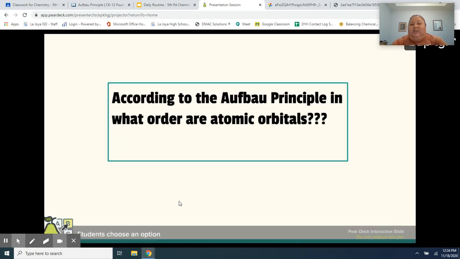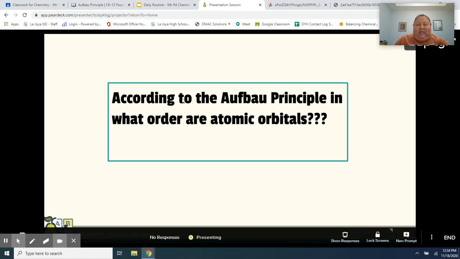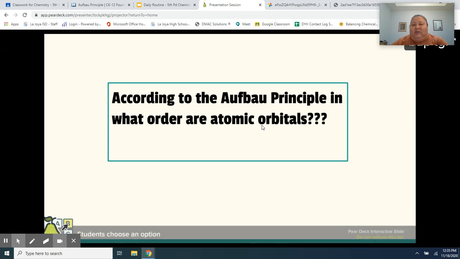All right, according to Aufbau's principle, what order are atomic orbitals in, okay? Is it high to low? Is it low to high? What did we say in the last slide, how these atomic orbitals are organized? How do we fill these electrons? As we're adding electrons, should we start at the highest energy level or at the lowest energy level?